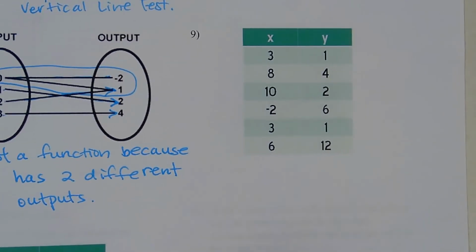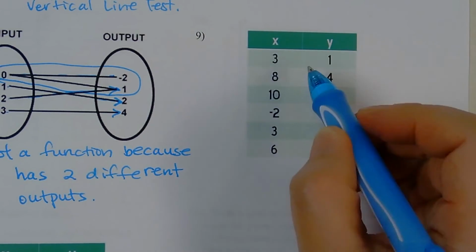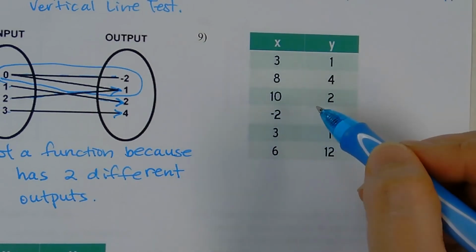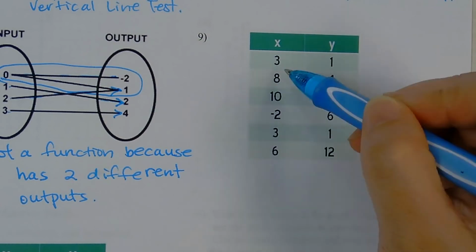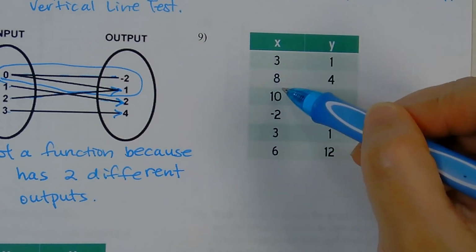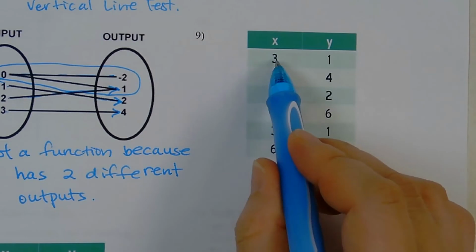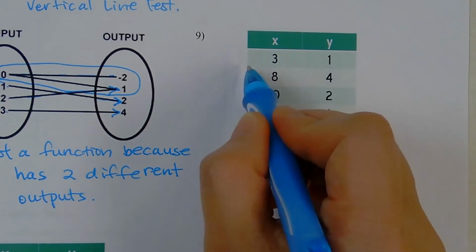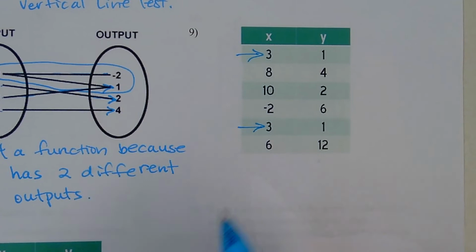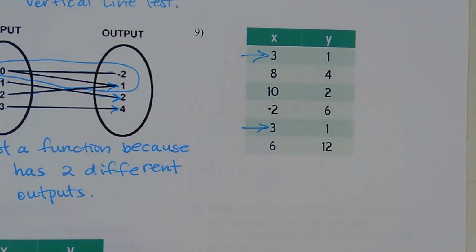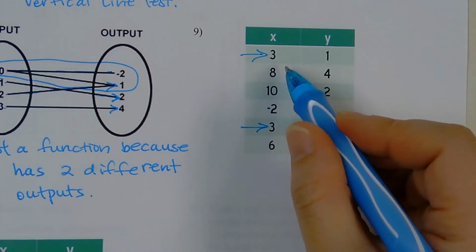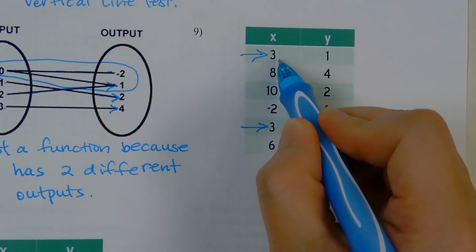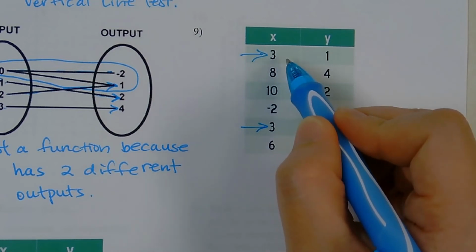All right, so number 9. We're going to do the same thing. Usually the easy way to do it is look to see if all the x's are different. Okay, 3, 8, because honestly, if they're all different, it doesn't matter what they go to. Every input is one output, right? But if you notice right here, we got this 3 and we got this 3. Those are my 2 x's that are the same. That's like a warning sign. I got to check. I'm not saying that it's not a function. I just got to check another condition here.